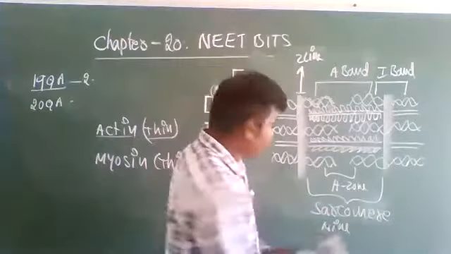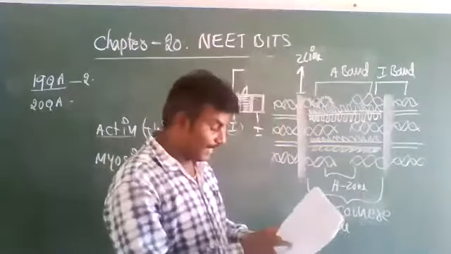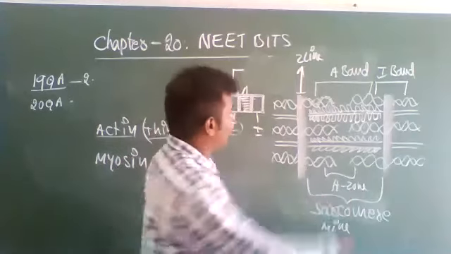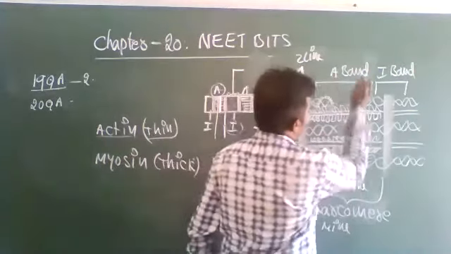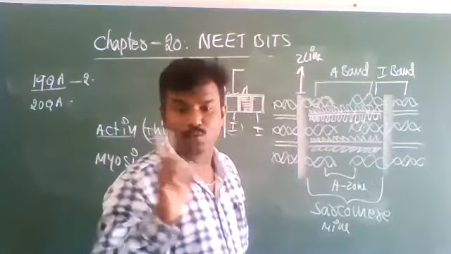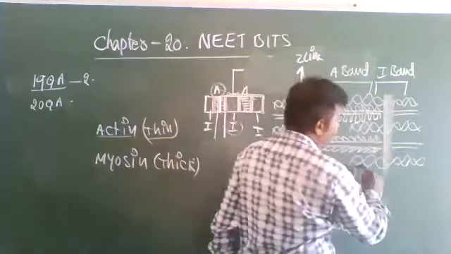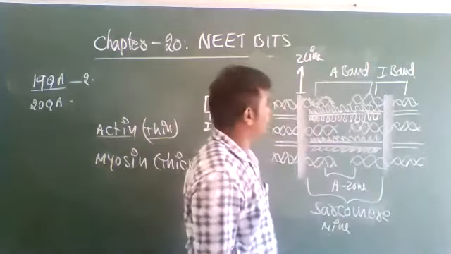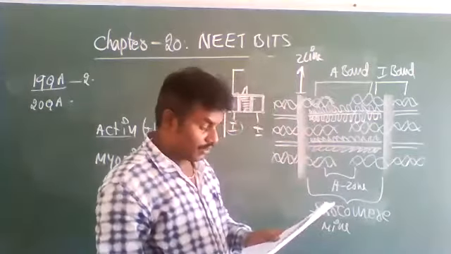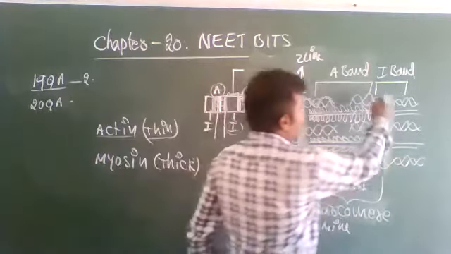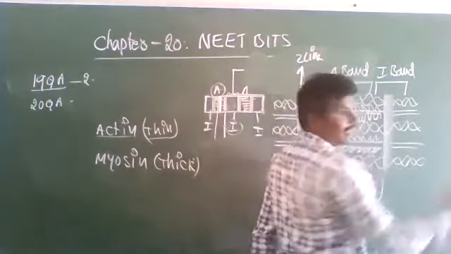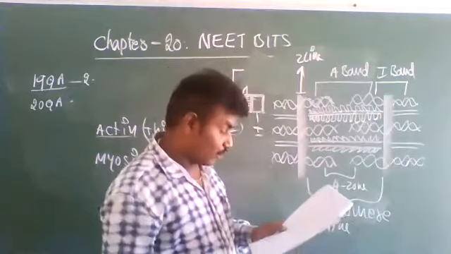A sarcomere consists of, option 1: 1 A band and 1 I band. This is the sarcomere. A band is 1, but it is not 1 I band. Half is present on this side, the remaining half on that side. So option 1 is wrong, because 1 I band is not present. Half is on this side of the Z line, half on that side.